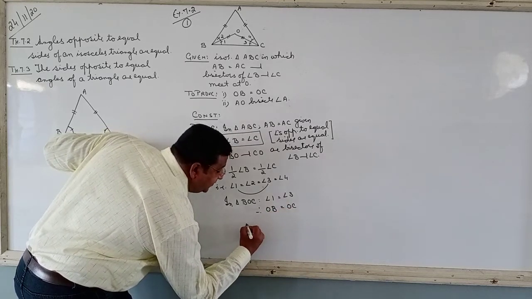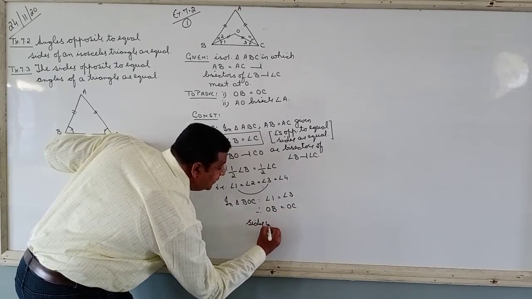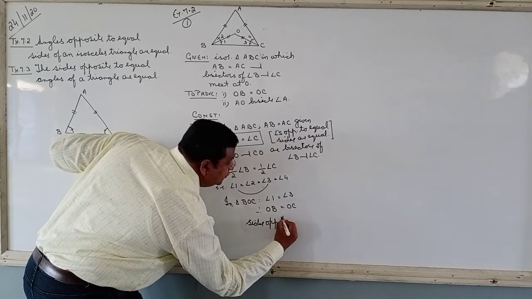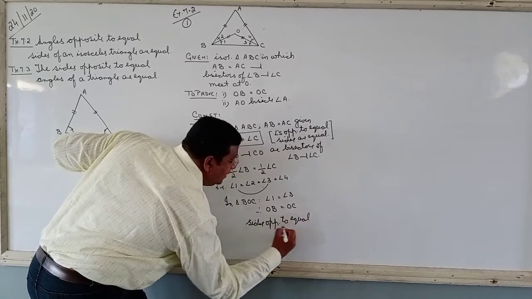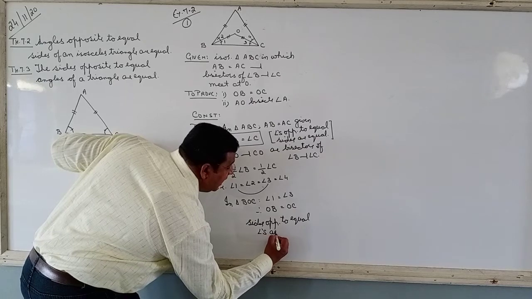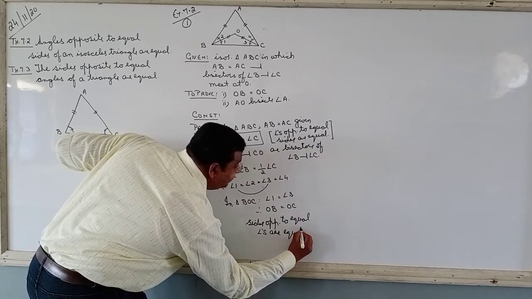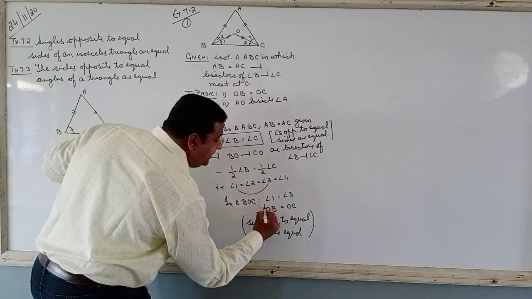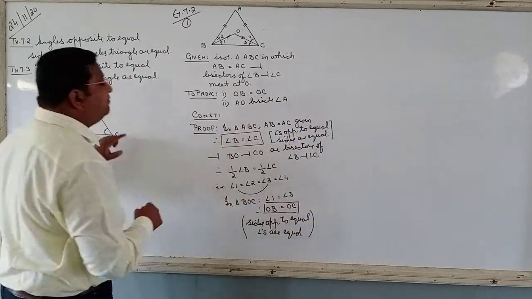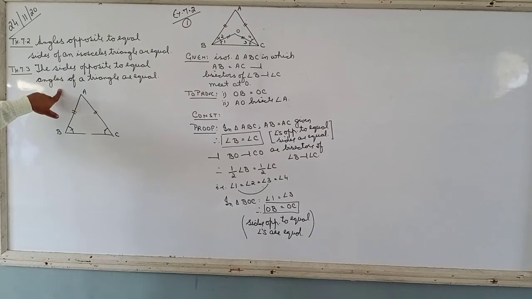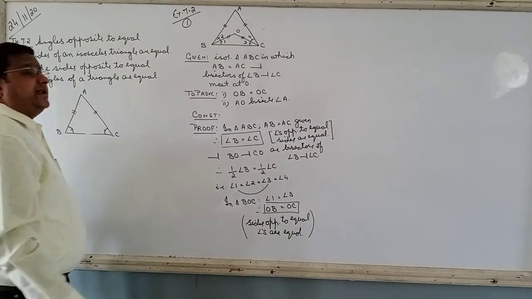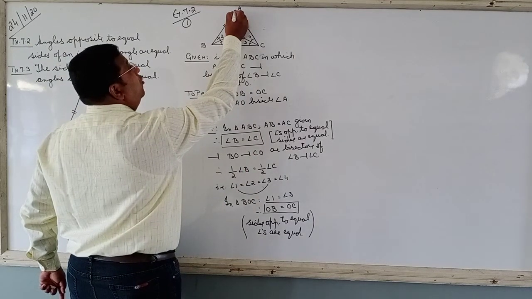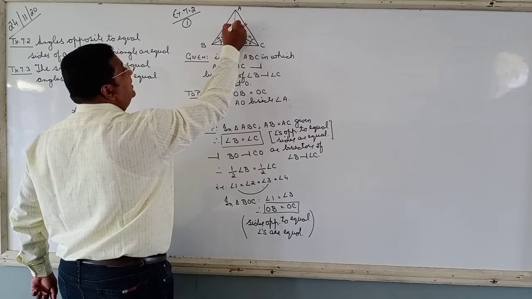Write down the reason: sides opposite to equal angles are equal. Any confusion? OB is equal to OC. Simple application of theorem number 7.3. Then he says, show that AO bisects this angle A.